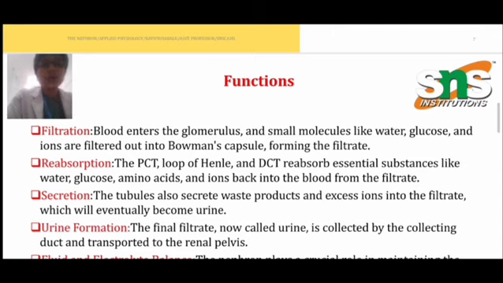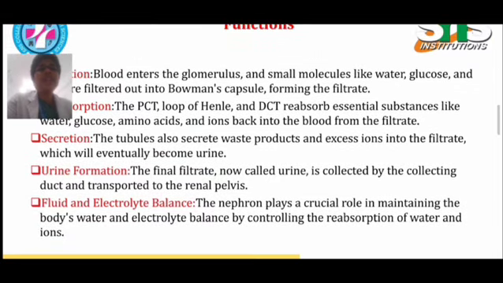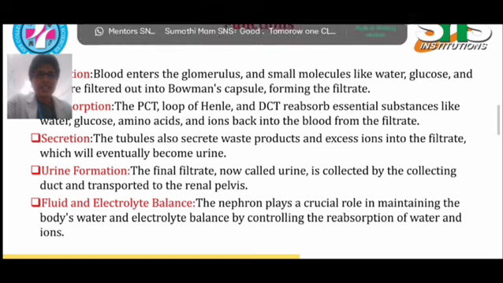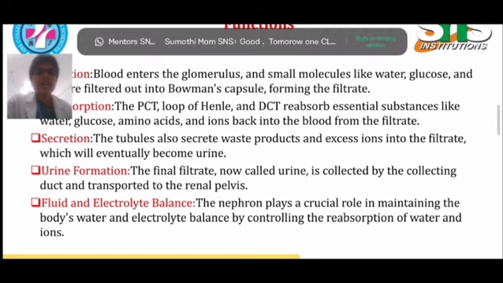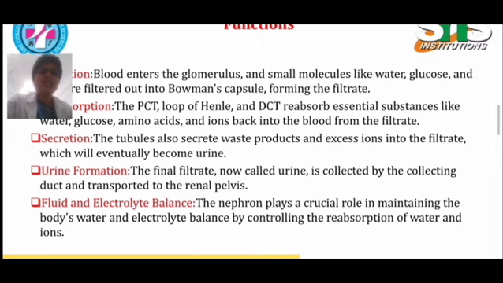Then urine formation. The final filtrate, now called urine, is collected by the collecting duct and transported into the renal pelvis. Now, the fluid electrolyte balance. The nephron plays a crucial role in maintaining body fluid and electrolytes like the ions sodium, potassium, chloride, everything, by controlling the reabsorption of water and ions.